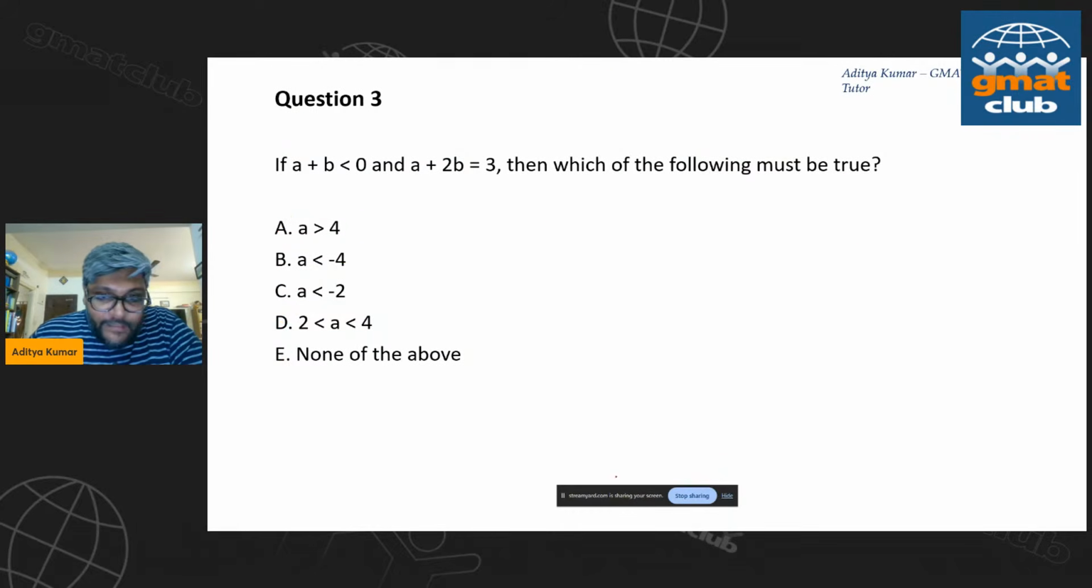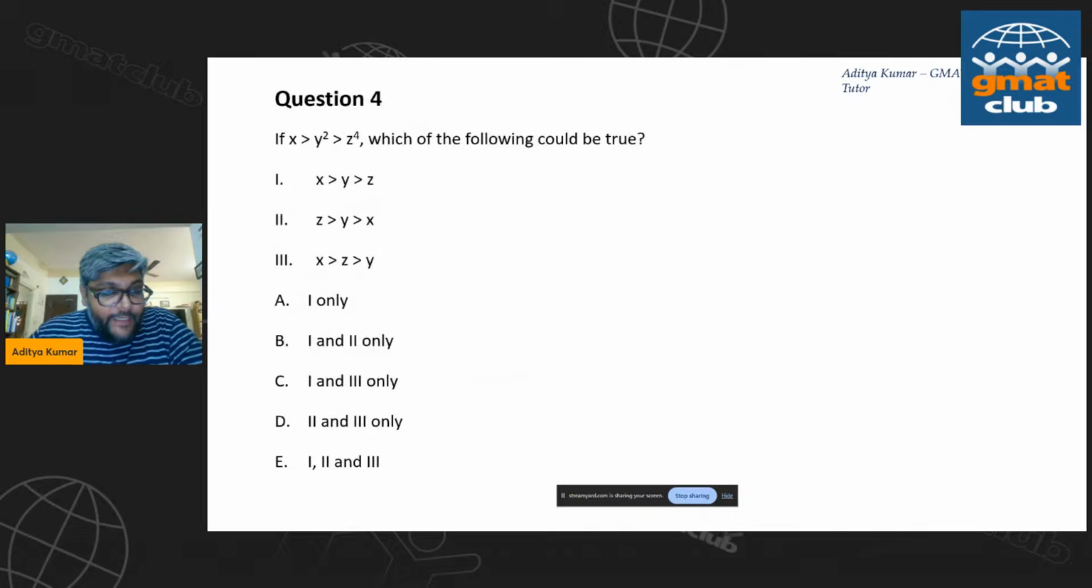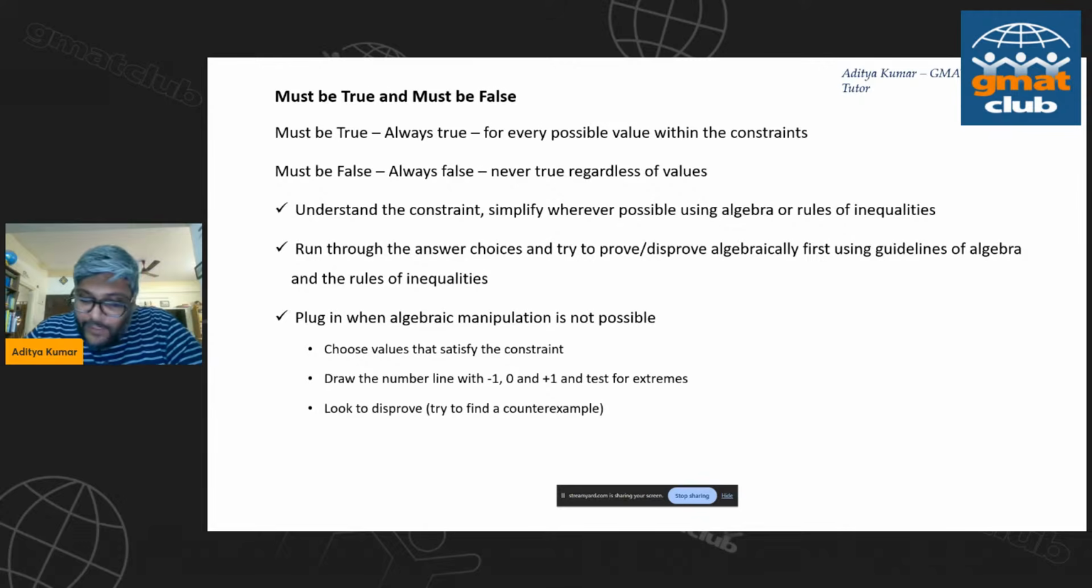All right. But in some cases, you may not be able to use and break down algebraic equations. And that's the only time I would think about plugging in values. When would I plug in values? Only when the algebra and analysis process completely fails me.